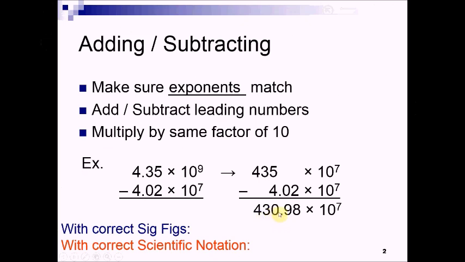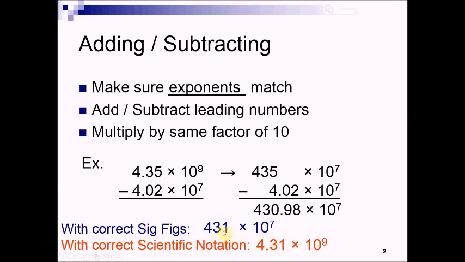So 430.98 would round to 431, and that would have the same precision as my least precise number. Now this is fine for significant figures, but it still isn't really correctly put in scientific notation, since we said the leading number should be between 1 and 10, and 431 is clearly much bigger than 10. So we move our decimal place again, and we get 4.31.